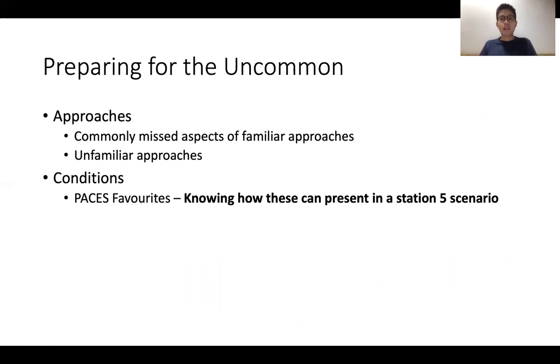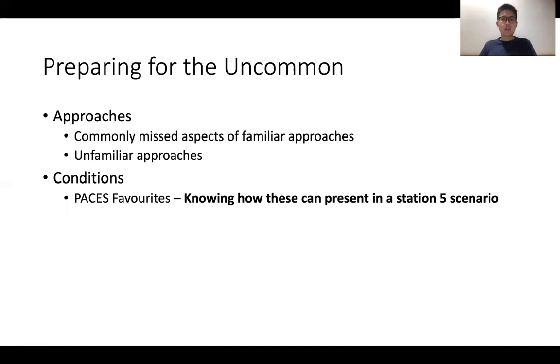So things like, let's say, chest pain, where we would have a certain clinical-based algorithm for day-to-day practice. But it's important to realize that sometimes in the PACES examination, even within familiar approaches, we may miss out certain conditions that we don't usually incorporate into our approaches. So it is important to actually identify these gaps and incorporate them deliberately into your PACES approach. The next group would be the unfamiliar approaches, which we'll talk about later on.